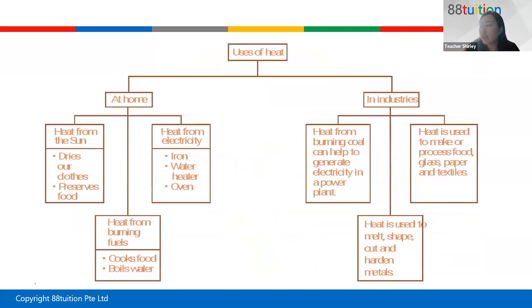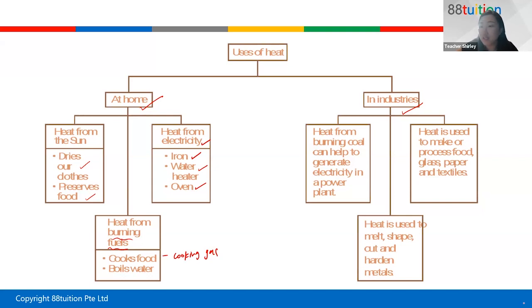So what are the uses of heat? I think we can look at two aspects, at home and in industries. So at home, the sun actually helps to dry our clothes, helps to preserve food in certain countries, not in Singapore maybe, but some countries actually preserve food with the sun. From electricity, we use it for ironing of clothes, to heat up our water, for oven, for baking, right? And then, of course, for your burning fuels, like your cooking gas, cooking gas actually helps to cook food as well as boil water.